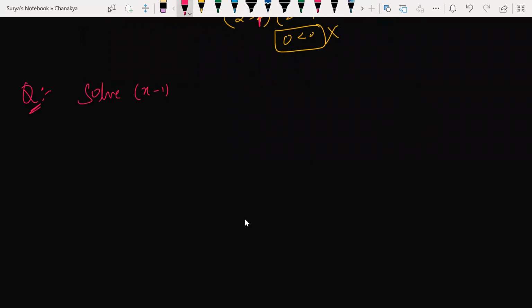Solve (x minus 2)(x minus 3) greater than 0. First of all, what I do is draw a straight number line.